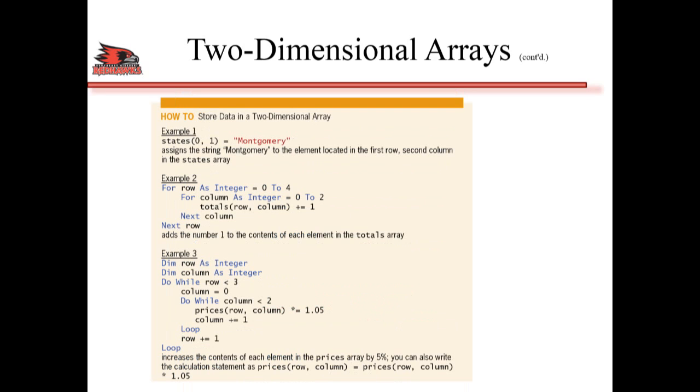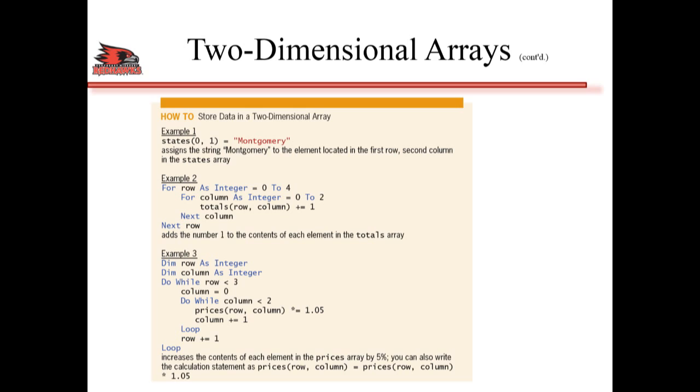So how to store data? Well, if you're just storing one by one, you have to specify the row subscript and the column subscript, and then you can assign data to it. You can also use nested for loops to do this, and using that you can basically put a bunch of data into the array. Examples 2 and 3 give a perspective on that.